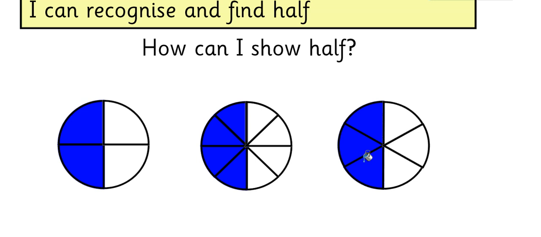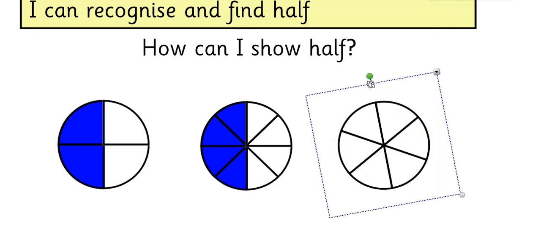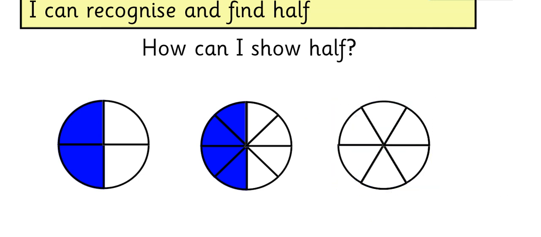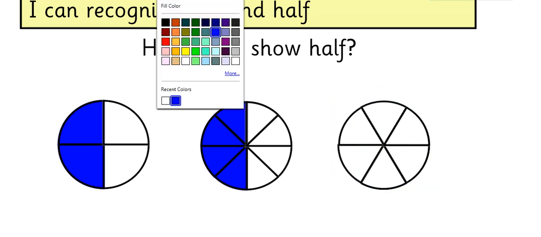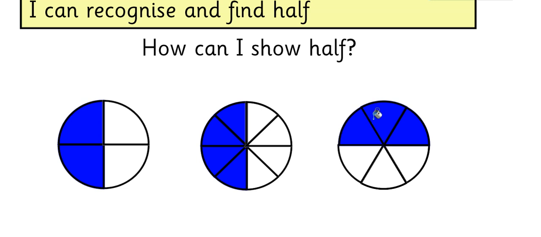1, 2, 3. It's not always that simple, because sometimes there won't be a straight line down the middle. If we look at this last example and we turn it like this, there isn't a straight line down the middle to find half. We would have to think about it in a different way to make sure that the same number of blue and the same number of white are coloured in. Let's check. 1, 2, 3 blue, 1, 2, 3 white. Yes, I've coloured in half.